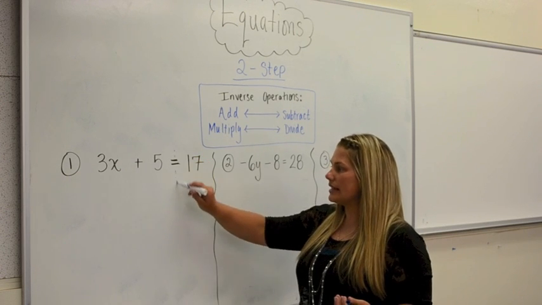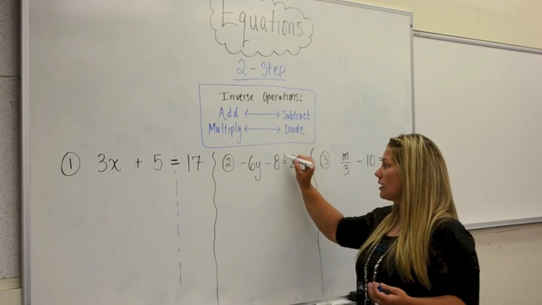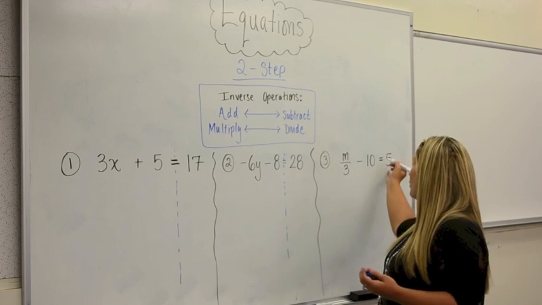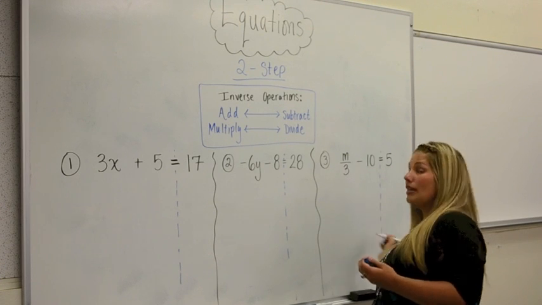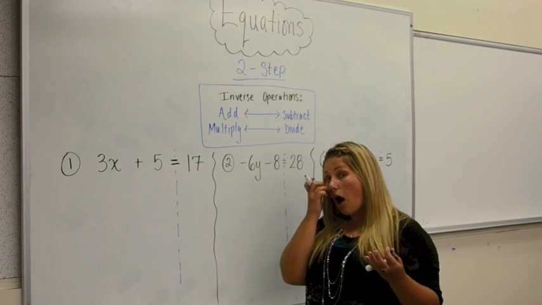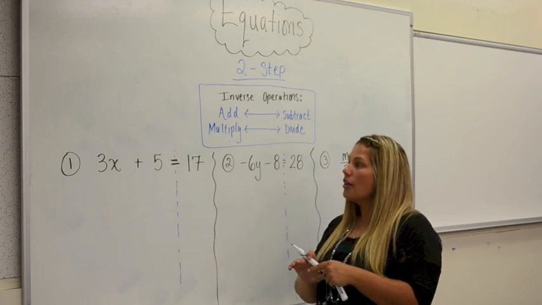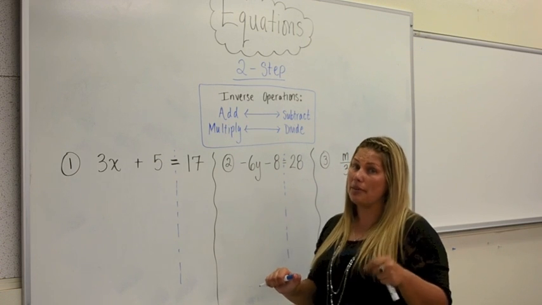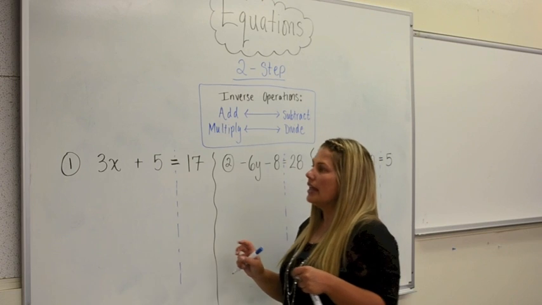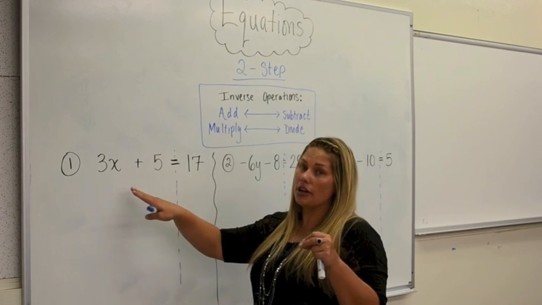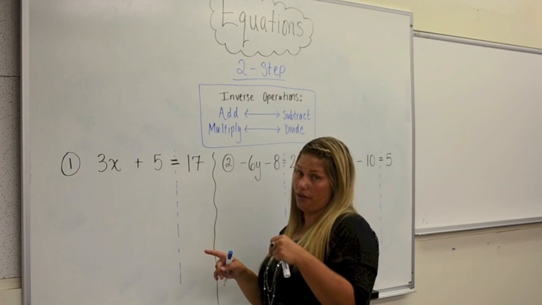So I still want to see those lines down through the equal signs on every single one of those equations. Because remember, the equal sign is always in the middle. It separates our two sides. The most important thing for two-step equations that you have to remember is that we have to make sure we go in the correct order.